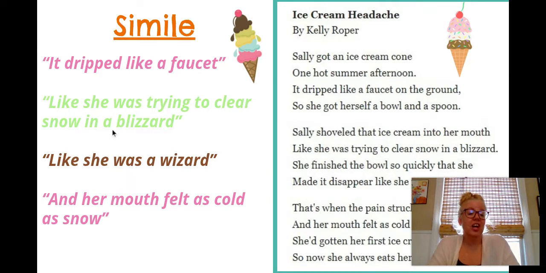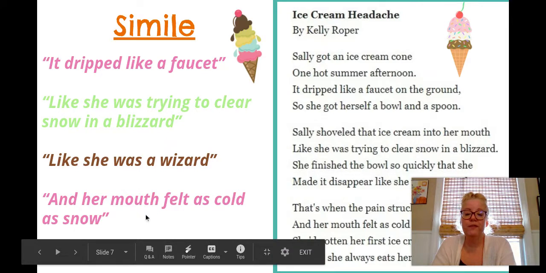Like she was trying to clear snow in a blizzard. So she's comparing Sally shoveling the ice cream into her mouth to when somebody's shoveling in a blizzard, you're trying to quick hurry up and shovel because there's more snow coming, right? So she's comparing those two things using the word like. Like she was a wizard. She's comparing Sally eating the ice cream so fast she makes it disappear to being a wizard who can just wave a wand and make something disappear, using the word like.